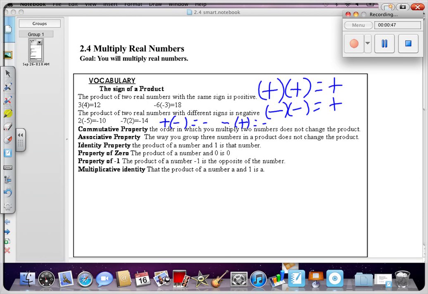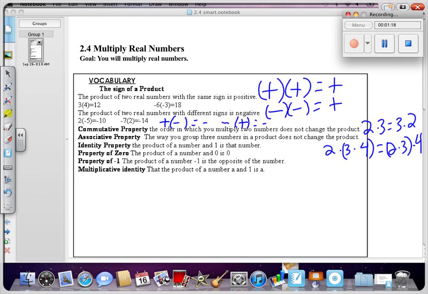Okay. Commutative property, the order in which you multiply two numbers does not change. 2 times 3 is the same as 3 times 2, correct? Associative property, the way you group three numbers in a product does not change. 2 times 3 times 4 is the same as 3 times 4 times 2. Okay? So we know that 2 times 3 is the same as 3 times 2. We know 2 times 3 times 4 is the same as 2 times 3 times 4.